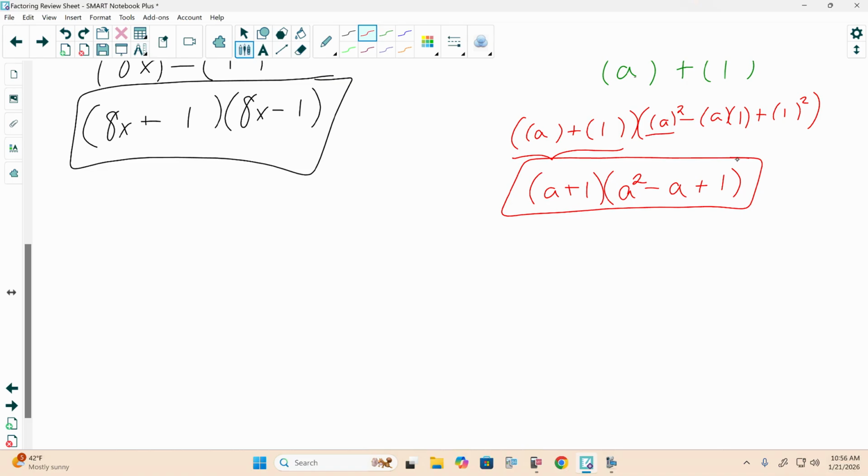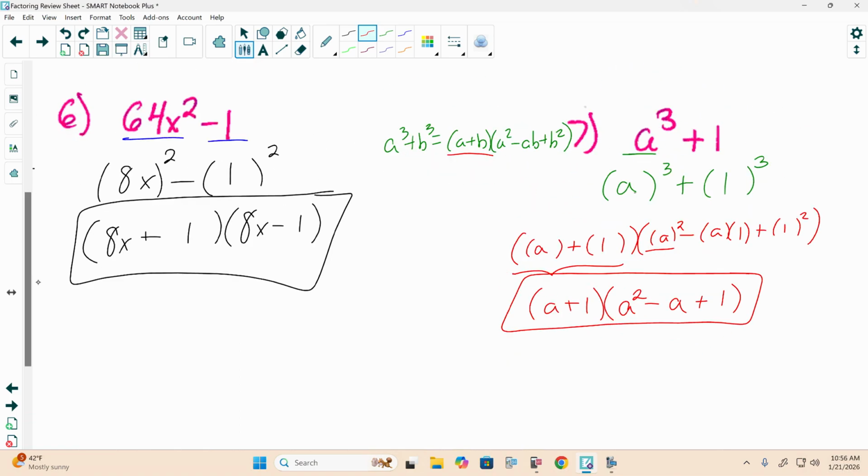Doesn't matter if the first term or the second term is negative, the formula takes care of signs. We just need to see what's taking the place of a and b, plug it in for a and b, and simplify. Questions on number 8 or 7? We feel good with this here.